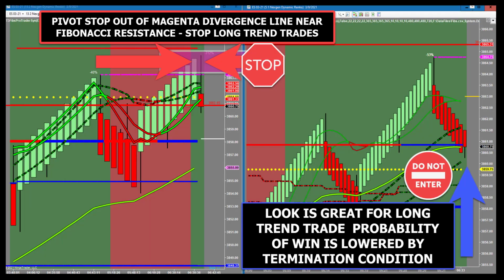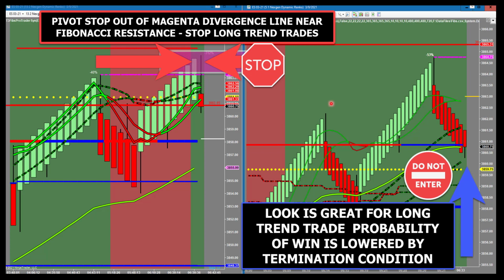Now let us look at how this termination condition rule will be used in a real-world situation. Notice the larger 13 chart on the left. Notice we have a pivot stop out of a magenta line near Fibonacci resistance. This will tell us to stop doing long trend trades.